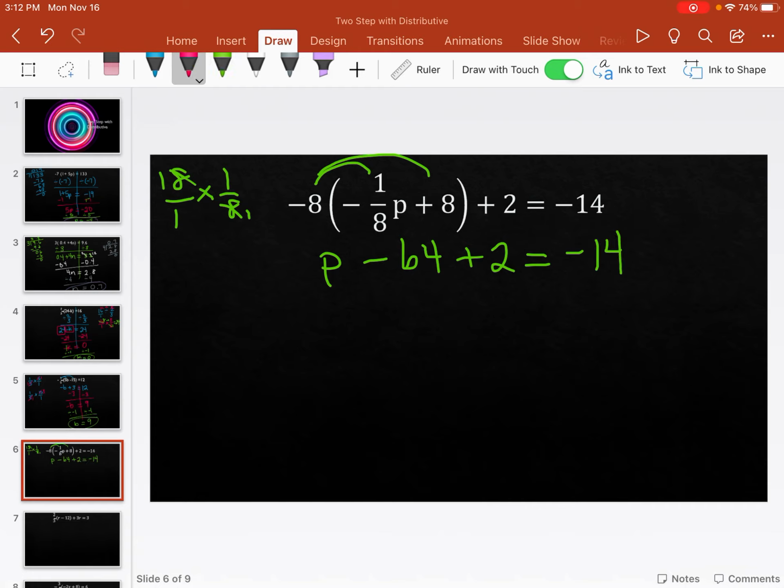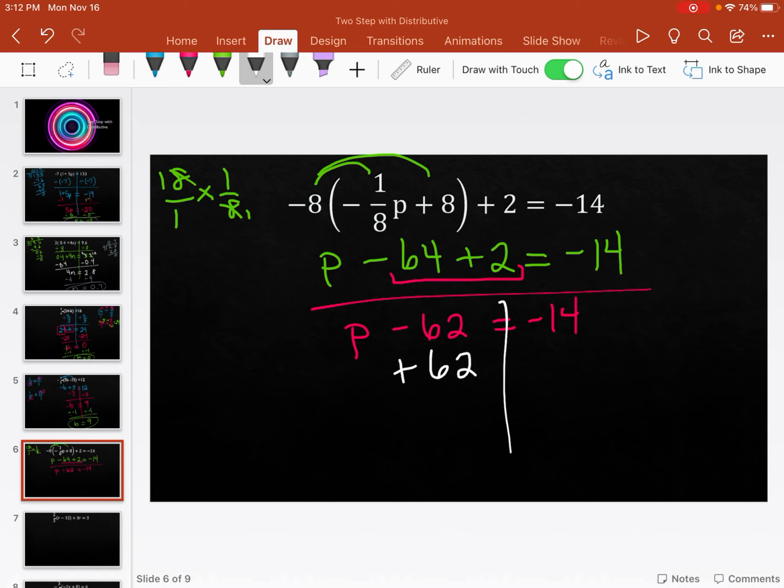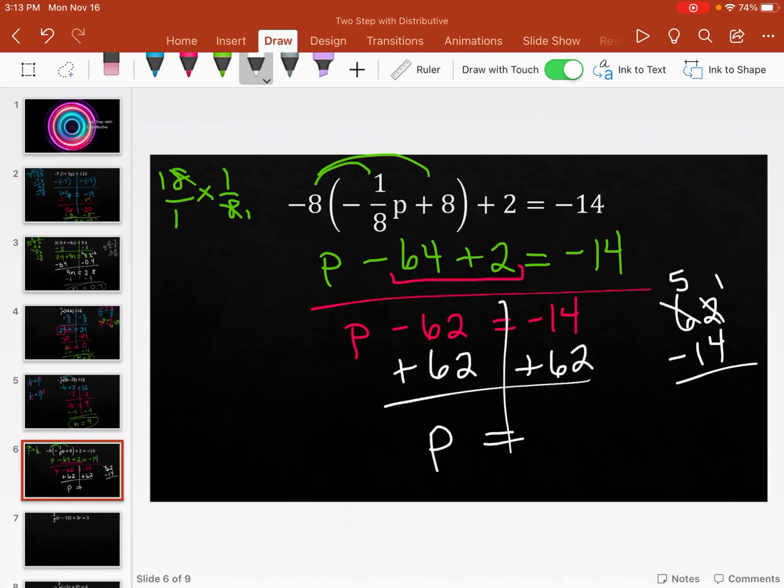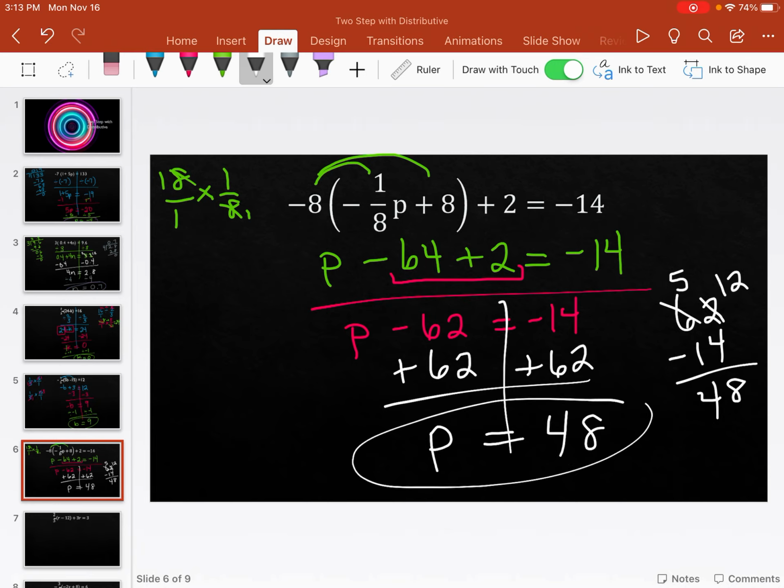Now I can continue to solve this normal. I'm going to combine these two like terms. So I really have p minus 62 equals negative 14. Then I'm going to add 62 to both sides. Different sign, subtract, so 62 minus 14, borrow here. I get 48. Keep the sign of the larger number, which was the 62, so it's positive 48 for p equals positive 48.